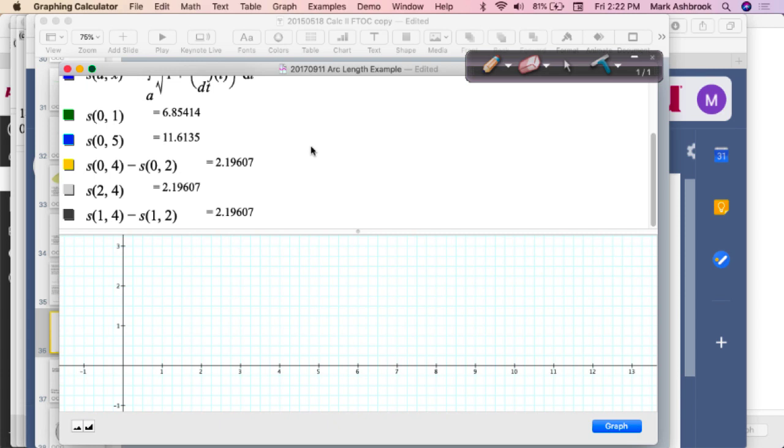It doesn't have to start from 0. You can start from any value using the difference approach, okay? You can start from any value, as long as you start from the same value, you'll get the same arc length. But of course, the easiest is to just start at 2 and accumulate to 4.